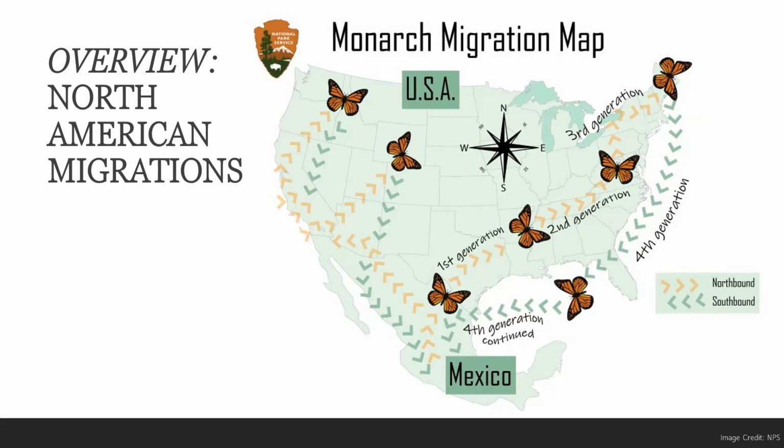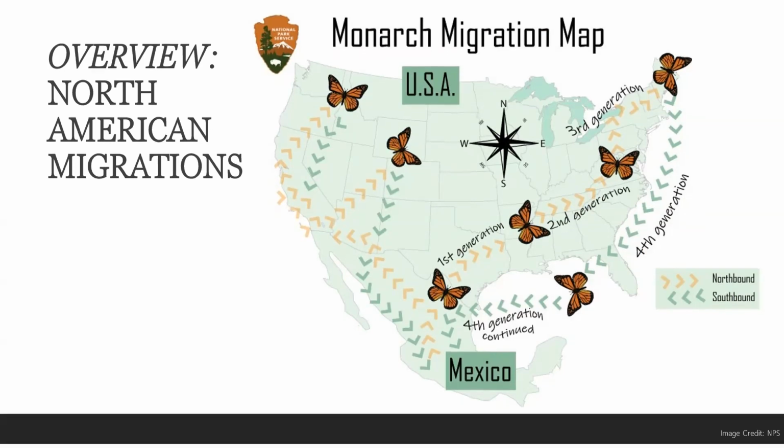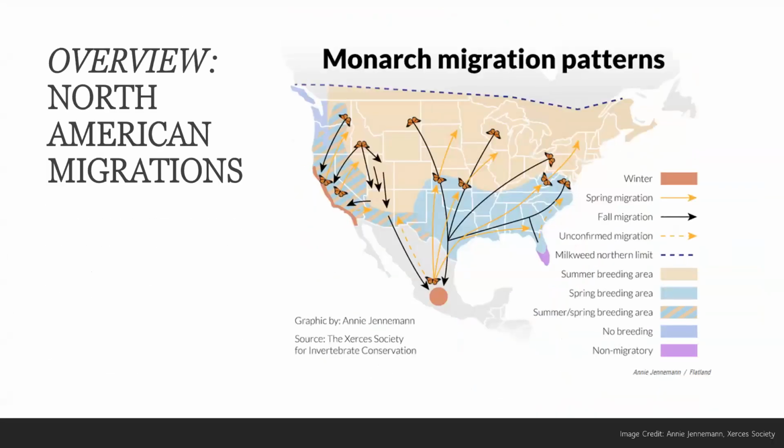What's not shown on this map, that I will show on the next slide in a map by the Xerces Society, is the non-migratory population. So here you can see the area that I will need to exclude. I'll also have to really look at any observations in Florida.